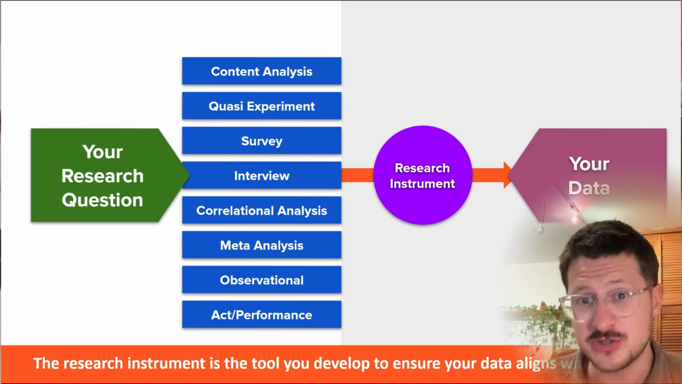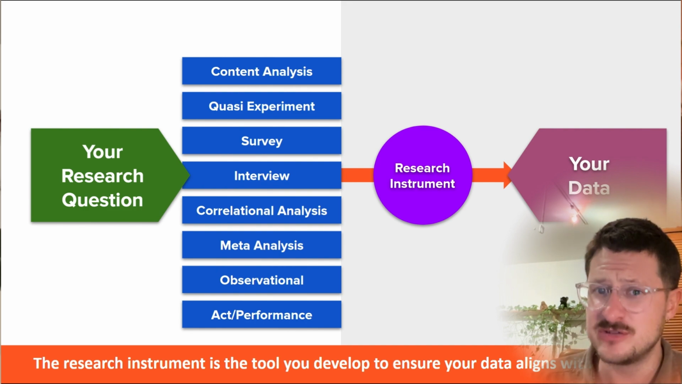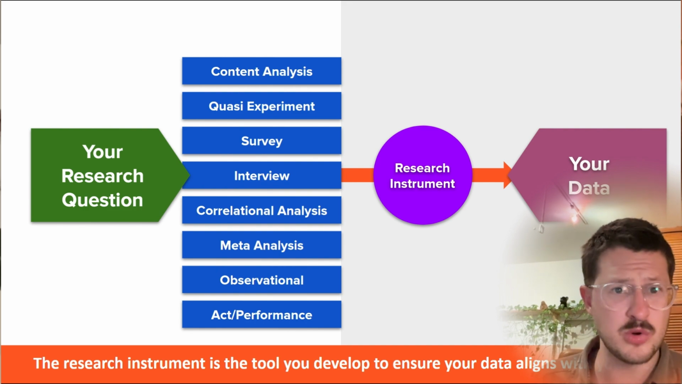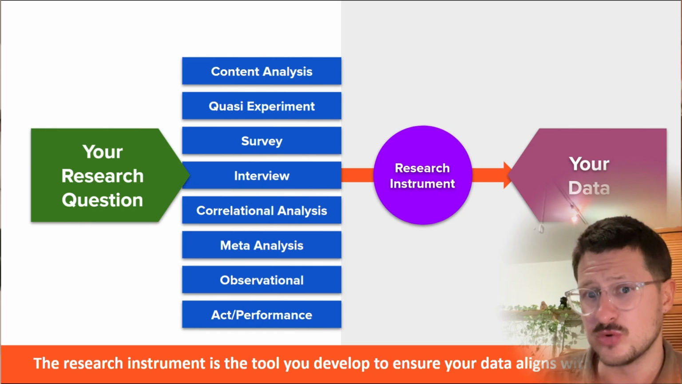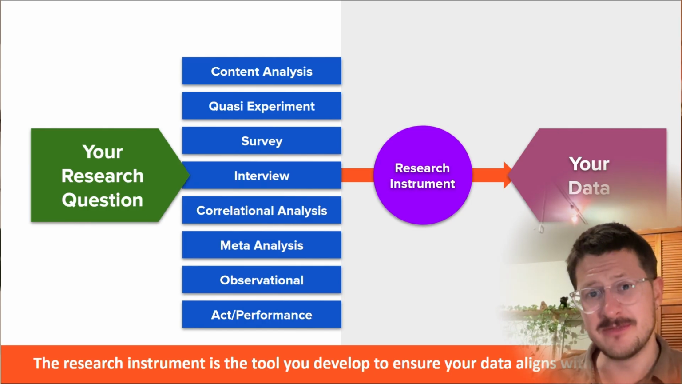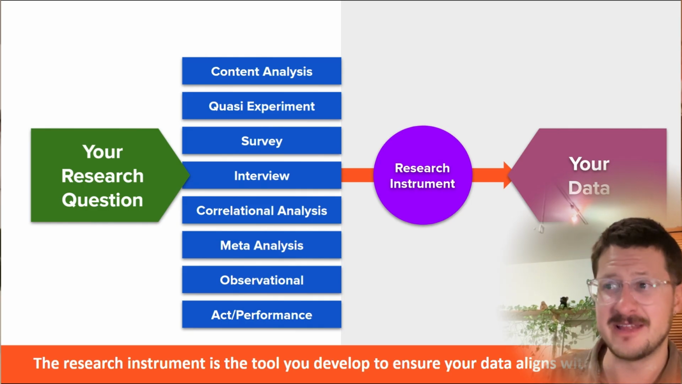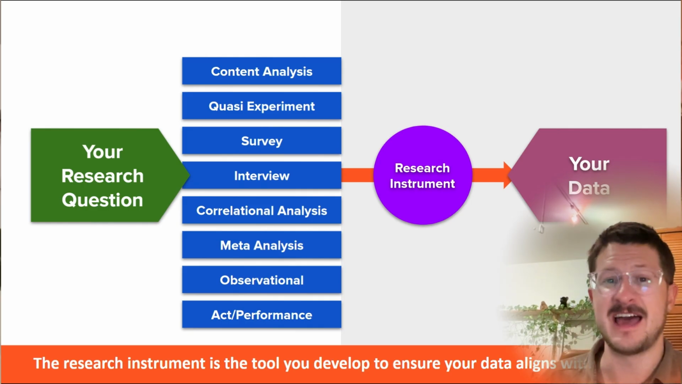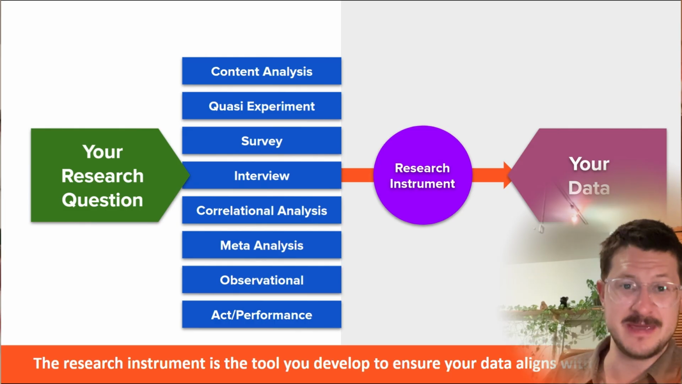But for correlational analysis, you often have to develop some sort of tool, usually in Sheets or Google or Excel, that has some predetermined variables, predetermined data that you're going to be analyzing, and that will end up being your data. So that is what today is about. It's how to build an effective correlational analysis research instrument, how to use this method in an effective way.